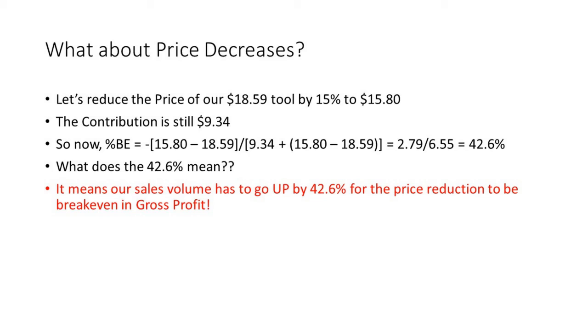So once again, we might ask ourselves, what does that 42.6% mean? Well, in this case, it means our sales volume has to go up by at least 42.6% for the price reduction to be break even in gross profit. In other words, if our sales do go up exactly by that 42.6%, our gross profit will be the same whether we don't decrease the price or whether we do decrease the price.